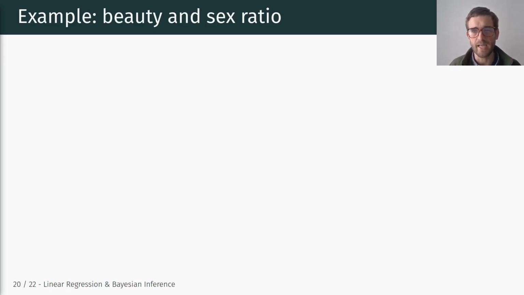And so this is an example of a study that received quite a lot of publicity because it suggested, based on a survey of, I believe, 3,000 Americans, a correlation between the attractiveness of parents and the sex of their children. And specifically, it suggested that the more attractive parents are, the higher the likelihood of having girls rather than boys as children, okay?